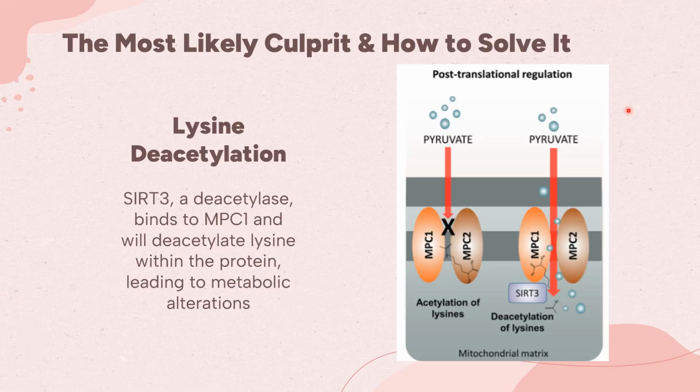Like I stated earlier, the acylation of lysines is the most likely culprit as to why the MPC is being blocked, as you can see in this picture. But if you deacylate these lysines via SIRT3, you can then open back up this MPC and pyruvate will be able to enter, leading to metabolic alterations. So this can happen via medication, and this will really help the individuals that suffer from these diseases.